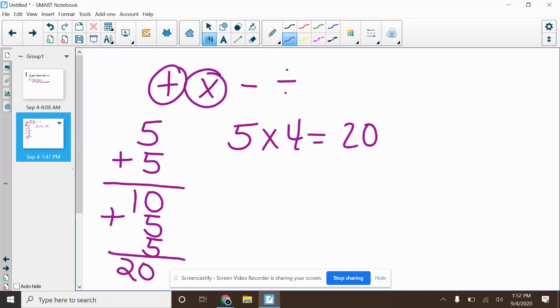So if you're struggling right now with your multiplication facts, then everything else that I'm throwing on top is just going to become harder. And we don't want that, right?